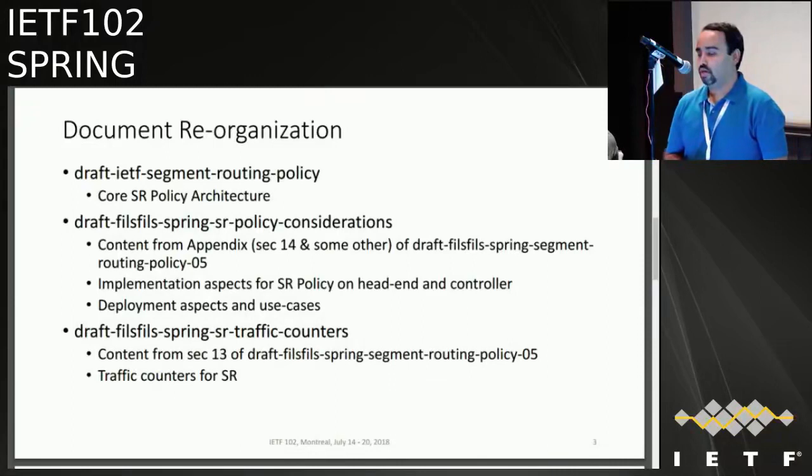We have the draft IETF segment routing policy. This remains and covers the core SR policy architecture. There is this draft, SR policy considerations, which now has text mainly from the appendix section, plus a few other pieces of text from the 05 version. What this covers is really some of the implementation and deployment aspects related to SR policy. We'll talk about it in the next presentation. And the third part, which was all the traffic counters, SR counters related content, which was section 13 in the 05 version, has been put in this other draft, which will also be covered later today.